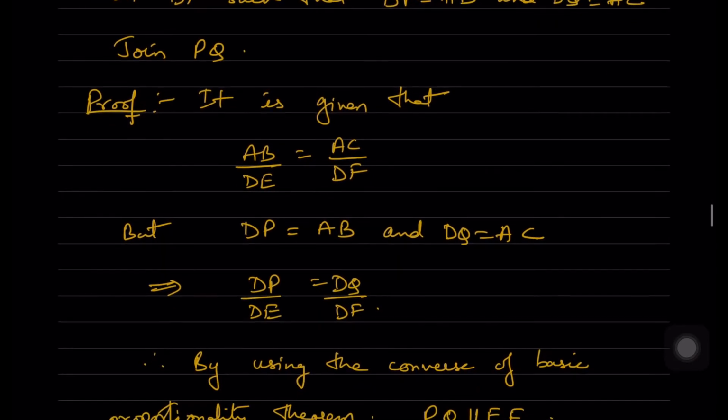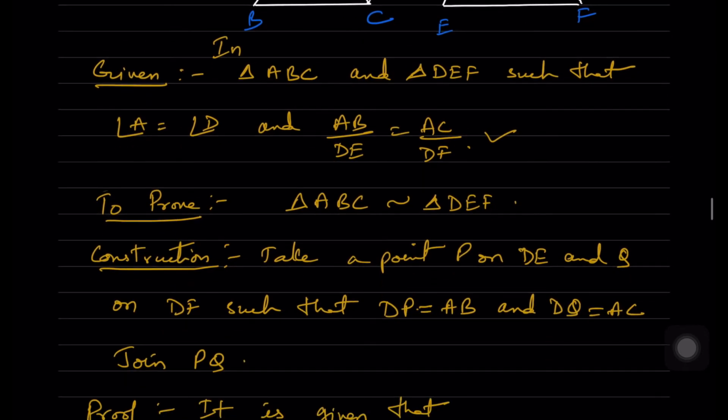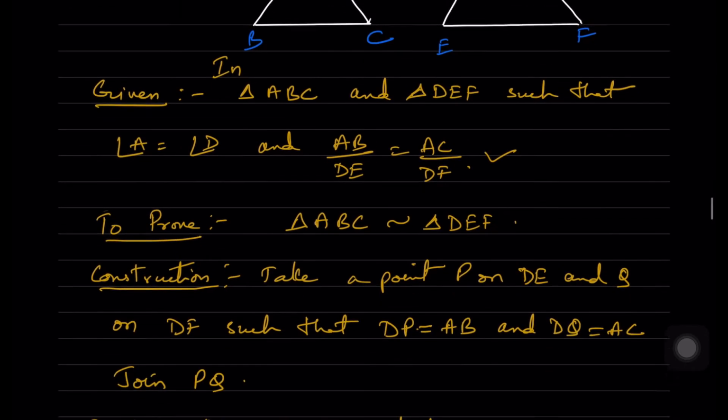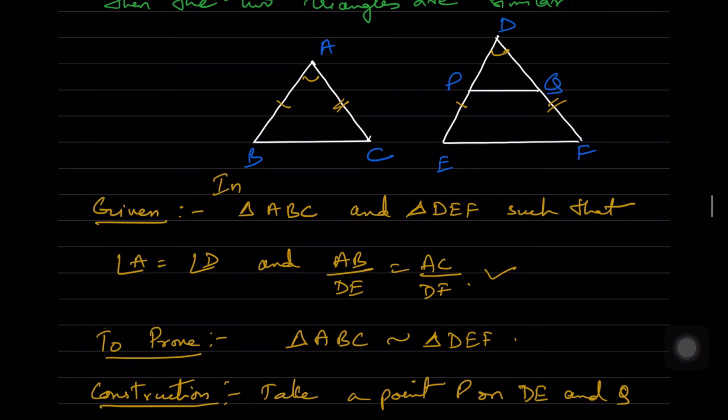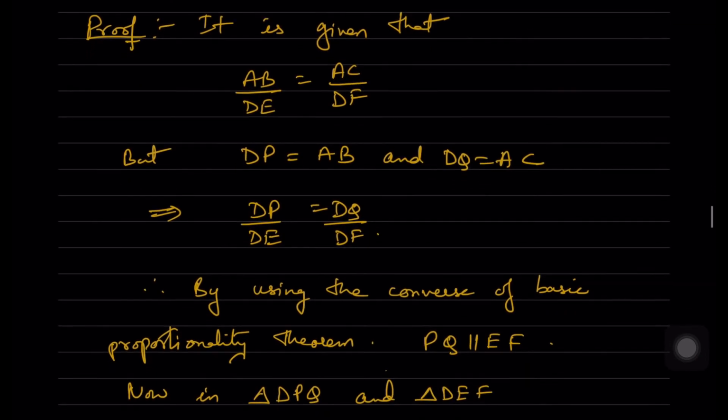But DP is equal to AB, because we have just taken that in the construction, and DQ is equal to AC. So now you can write DP in place of AB and DQ in place of AC. So DP by DE is equal to DQ by DF. Therefore, by using the converse of the basic proportionality theorem, PQ is parallel to EF.